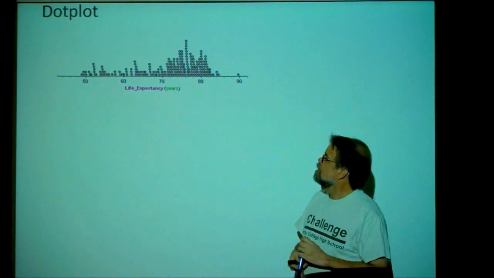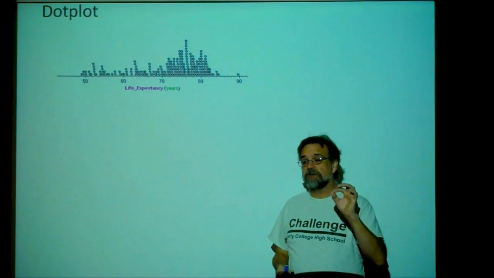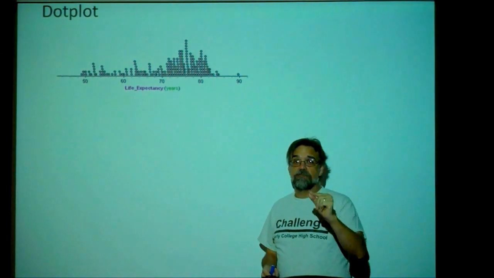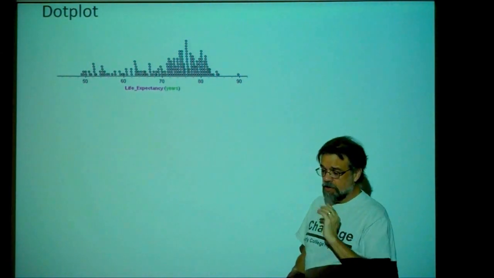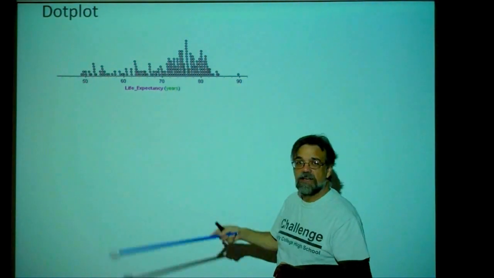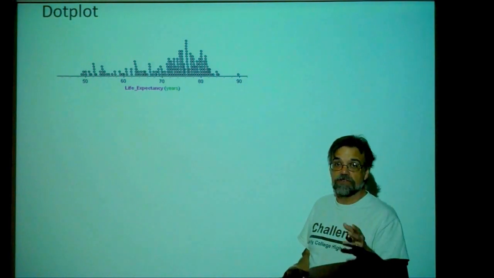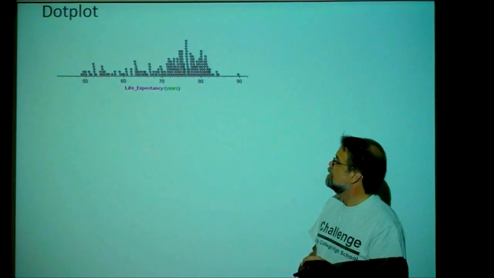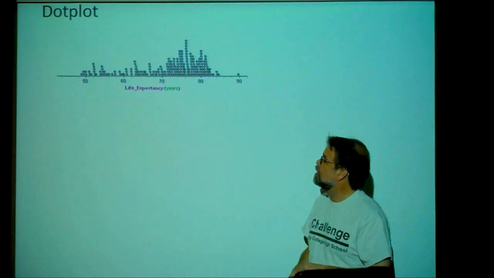Now, what can we tell from a dot plot? First off, dot plots are really easy to make. Okay? You get two people. One is just listing out the numbers, and the other one's just drawing little dots there. It's really easy to do by hand, which is one of the pros of using a dot plot.